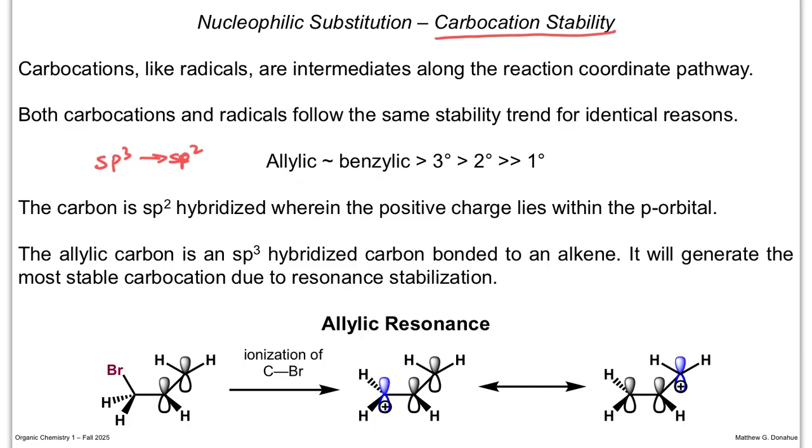Allylic and benzylic are special because once the leaving group leaves, that p orbital is next to an existing double bond. And that can be stabilized through resonance, as shown by this arrow. So drawn out more conventionally.